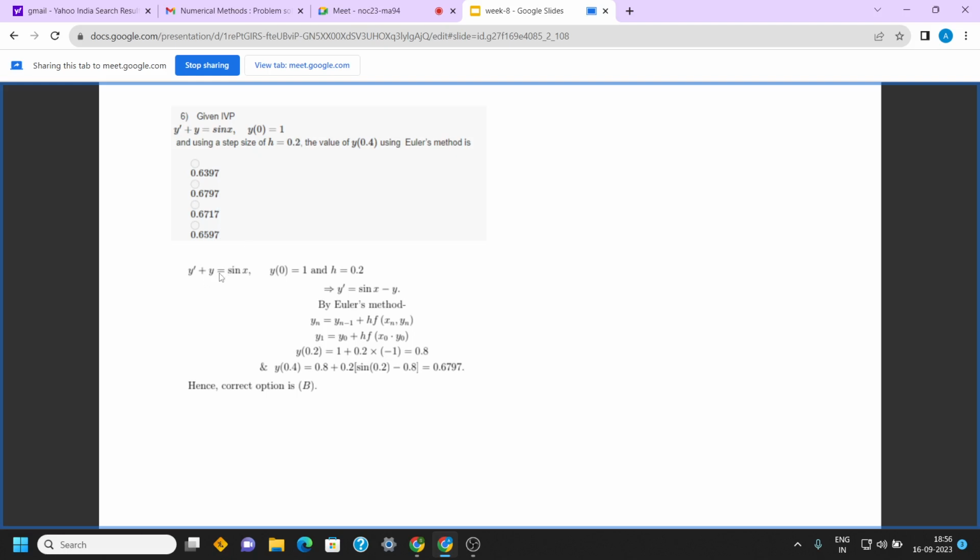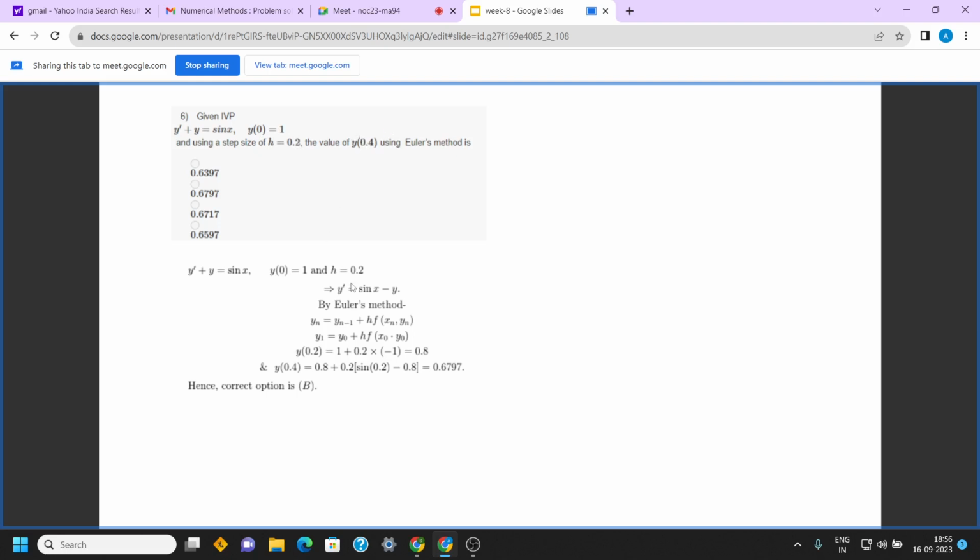So here y dash plus y is equal to sin x. And y of 0 is 1 and step size h is equal to 0.2. So from here you will get y dash equal to sin x minus y. This is f of x comma y. So by Euler's method, what is the Euler's method? yn is equal to yn minus 1 plus h times f of xn comma yn. So for the first iteration, since h is 0.2, you will have to do two iterations, right?